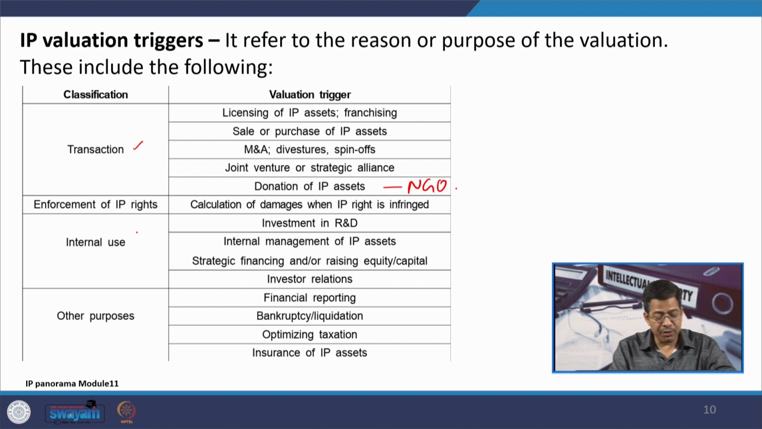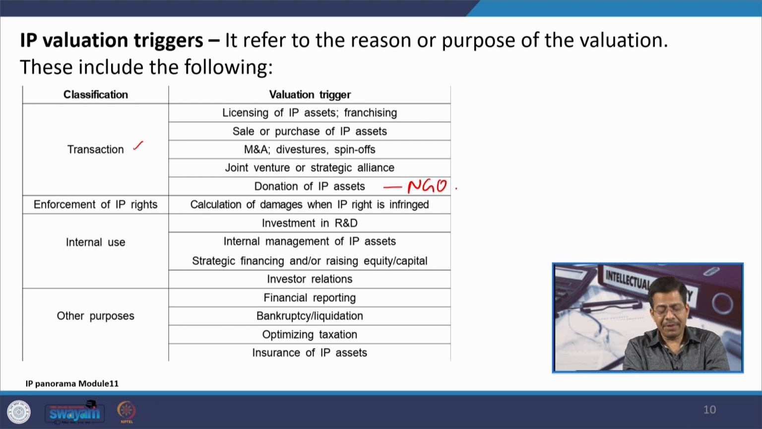Then enforcement of IP. I am a computer software company. I am making software, for example Photoshop, or some kind of Adobe Reader. Now, I came to know that one particular institution is using my software, the pirated version, without my permission. So how do I charge damages from that? That is also one important area where IP valuation is needed.